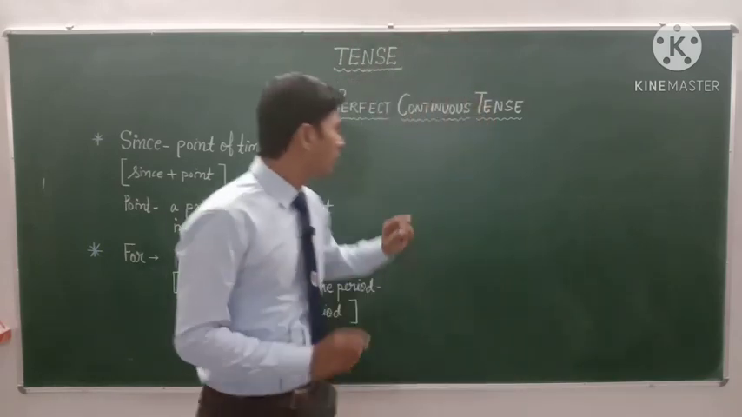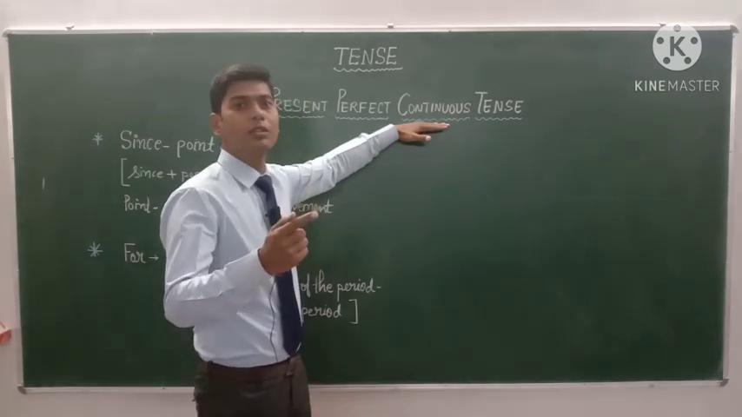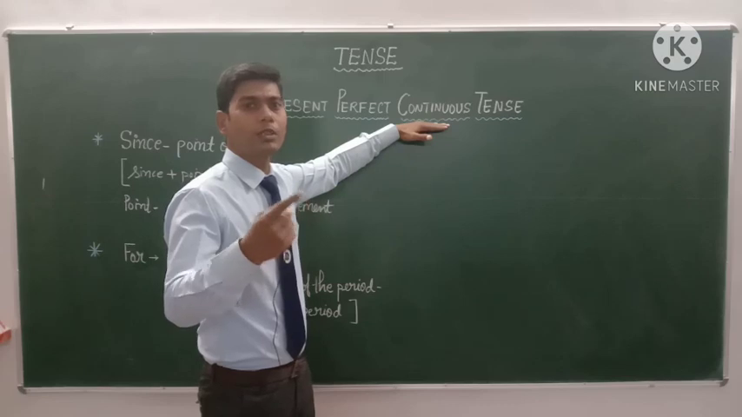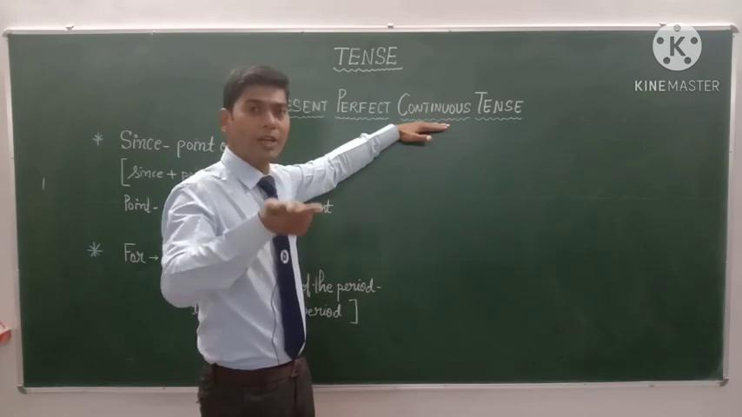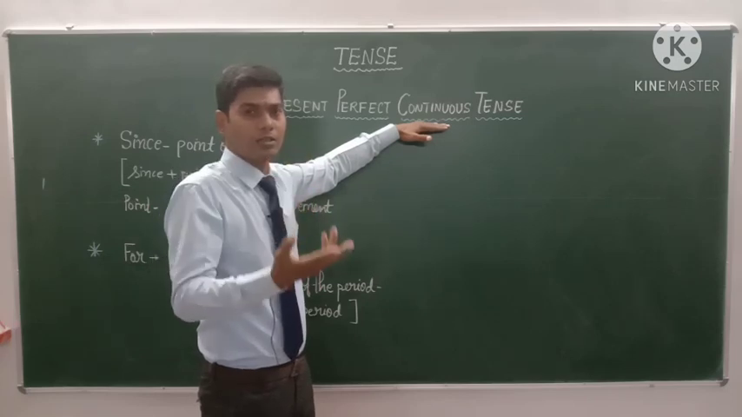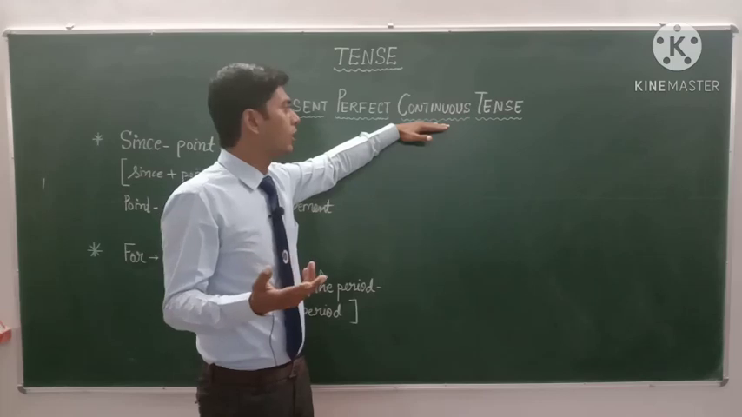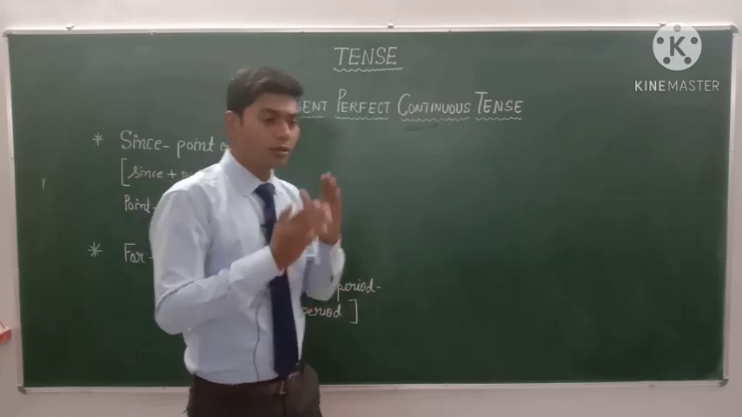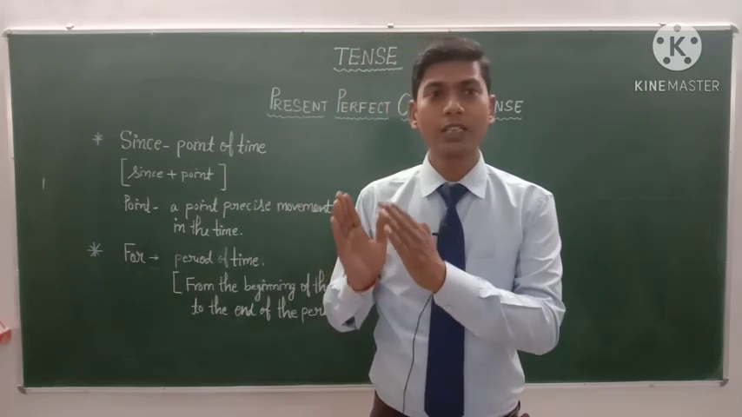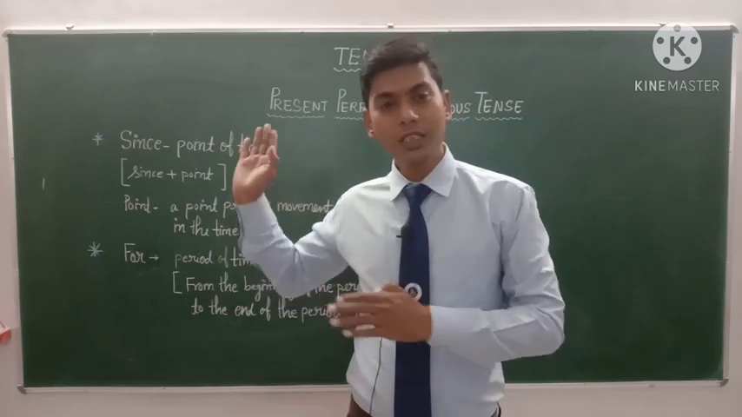So here is the word continuous. It means there is the use of the ing form of the verb, the present participle form of the verb. And in the previous video we discussed what the present perfect is. It is clear to you all. So try to know which kind of activity or action is being considered, being discussed, when we talk in this tense.